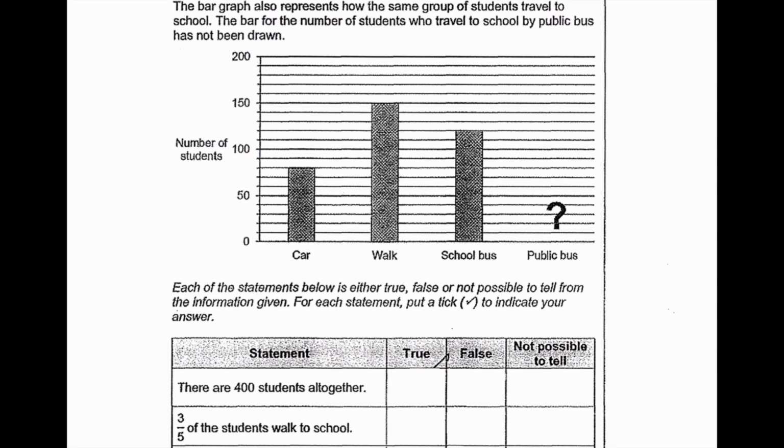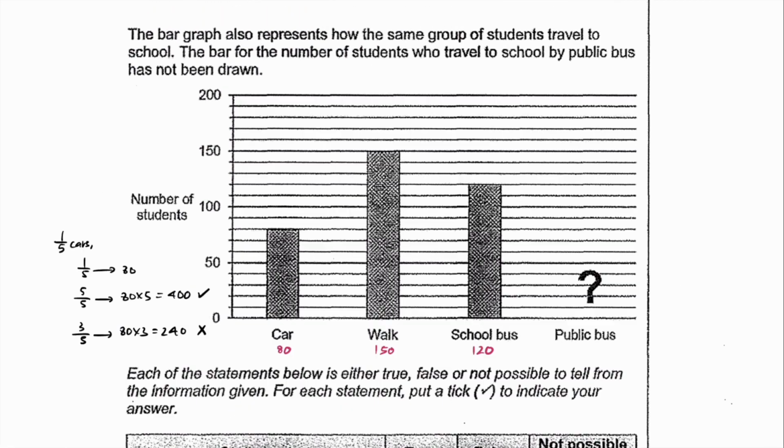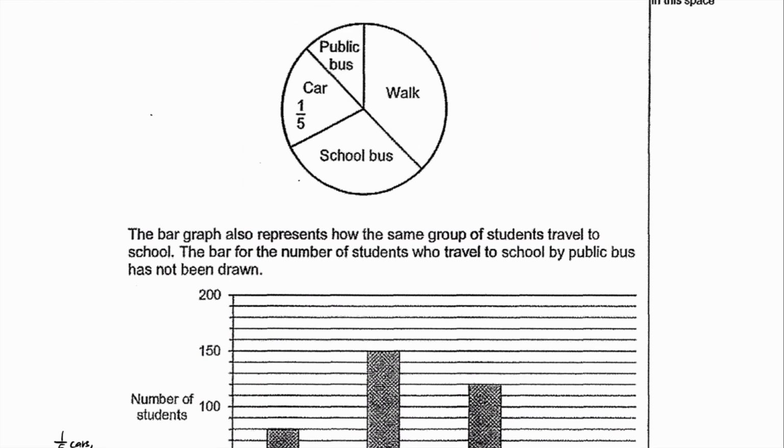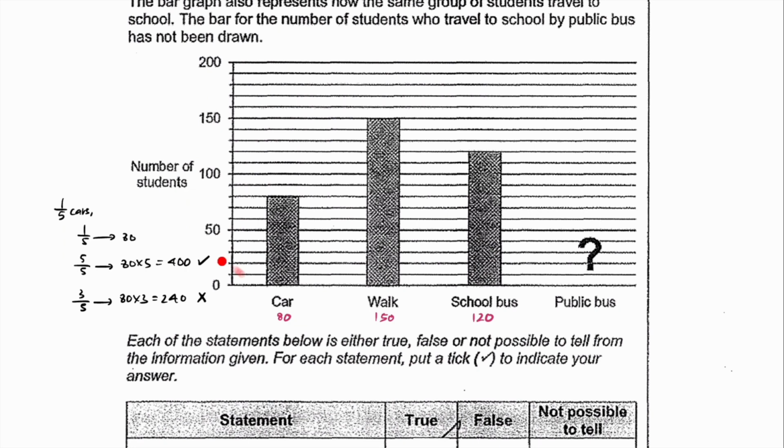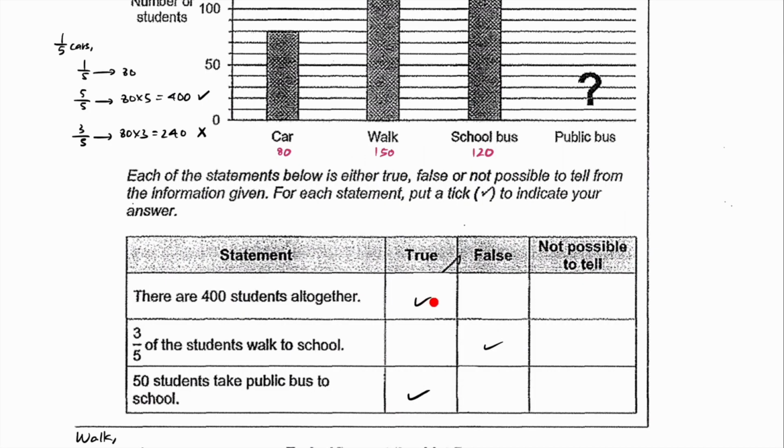So anyway, let's go through the first part here. Because of the numbers here, we can find out cars, 80 students, 150, 120. Since 1/5 went to school by car, we can conclude that 1/5 basically represents 80. 5/5, which is the total population, that's 400, which means the first point is true, that there are 400 students altogether.